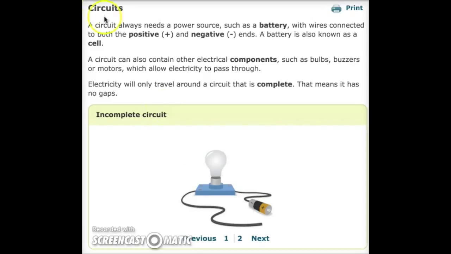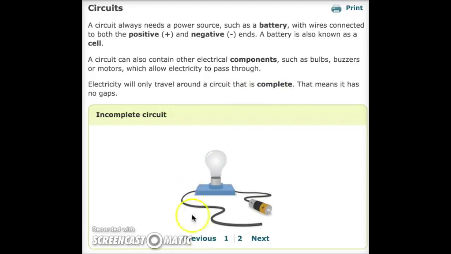A circuit can also contain other electrical components such as bulbs, buzzers, or motors. This allows electricity to pass through. So bulbs, obviously a bulb will light up if it can detect the current. A buzzer will make a sound if it can detect the current, and a motor will spin if it can detect the current. And this is all to do with electricity and allowing electricity to pass through and all the current to pass through. Electricity will only travel around a circuit that is complete.